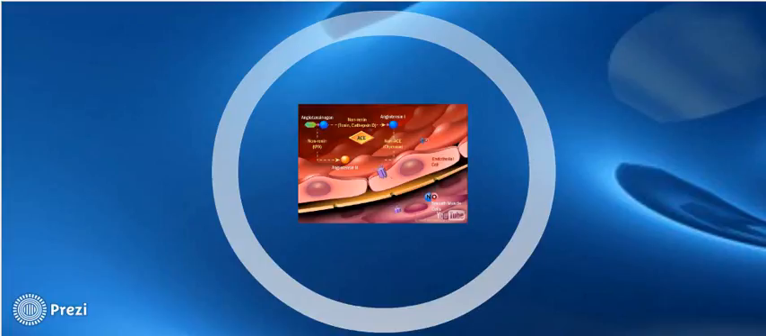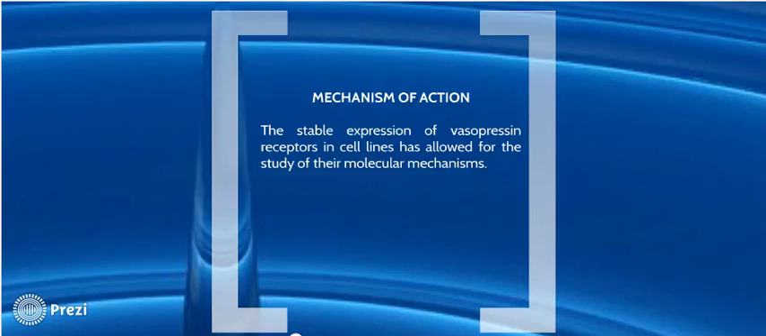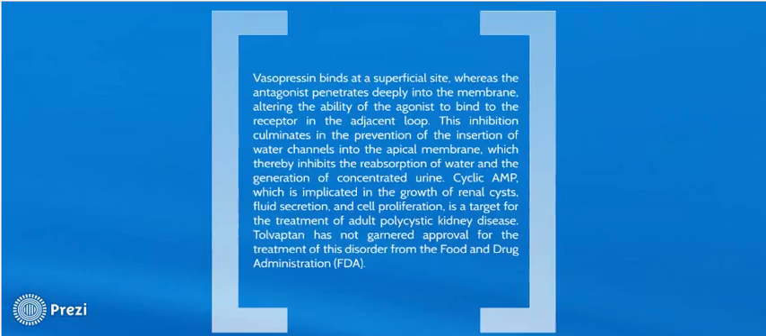Mechanisms of action: the stable expression of vasopressin receptors in cell lines has allowed for the study of their molecular mechanisms. Vasopressin binds a superficial site, whereas the antagonist penetrates deeply into the membrane, altering the ability of the agonist to bind to the receptor in the adjacent loop.